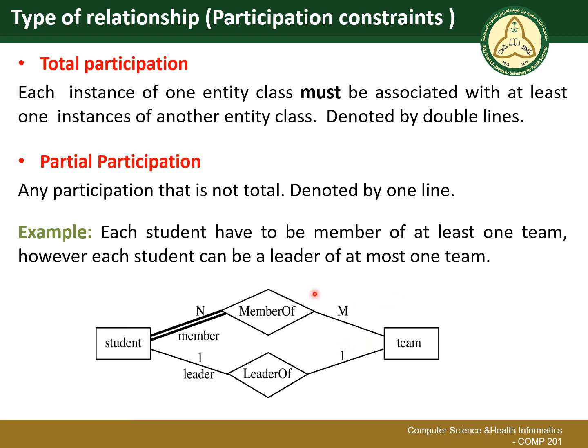For example, here, each student has to be a member of at least one team. So all the students should participate in this relationship to be a member of a team. However, each student can be a leader of at most one team. So not all of the students will be leaders. Some of the students or a few of the students will be leader of the team. So we represent it with the one line.